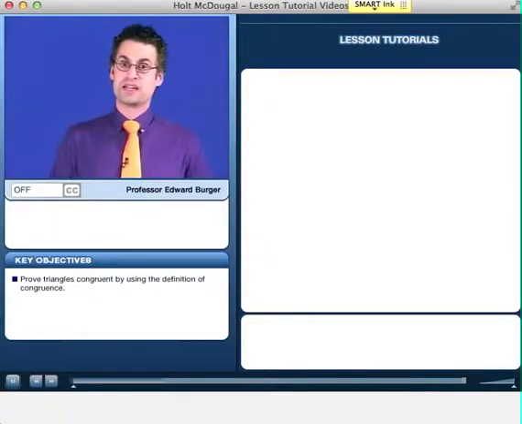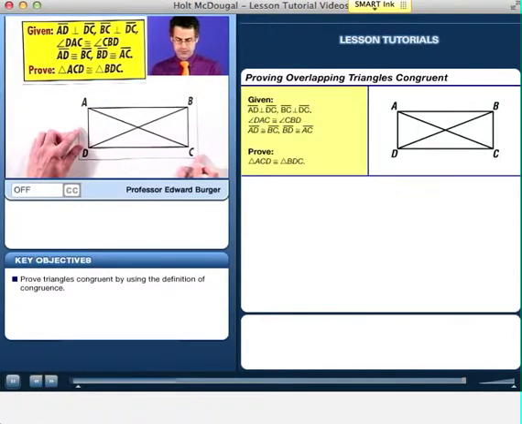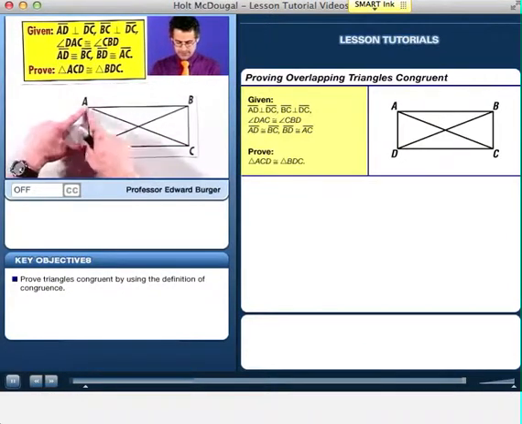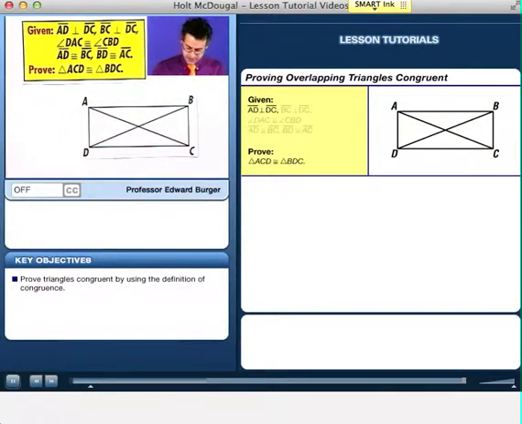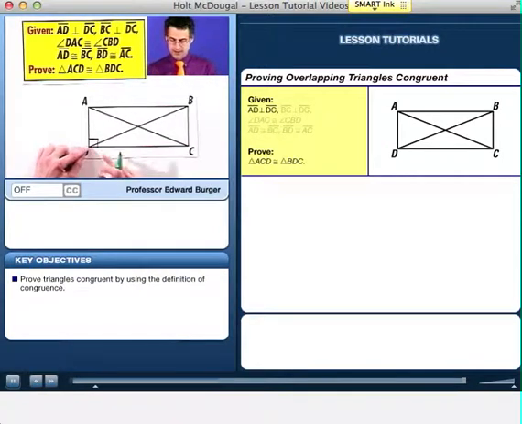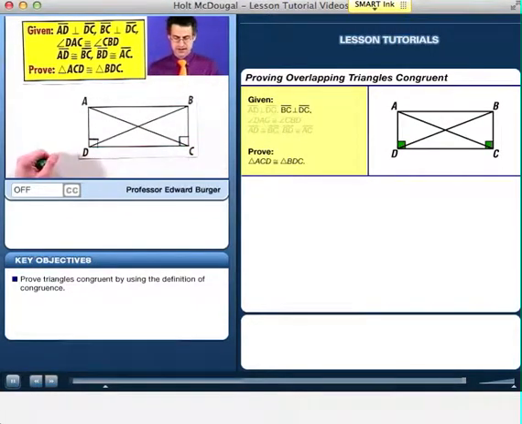Here's a fun proof. Let's see if we can do it together. So again, we have some givens, and then we're asked to prove something. Here are the givens, and as I read them, I'm going to mark them down here. AD is perpendicular to DC, so this here is a 90-degree angle in measure, and BC is perpendicular to DC, so this also measures 90 degrees. So those are those two facts. You can see how I incorporated them in here.